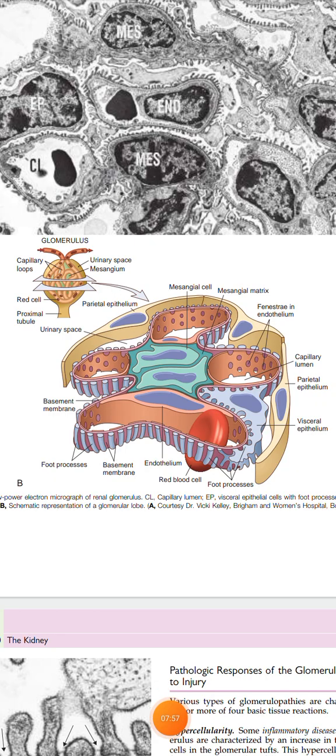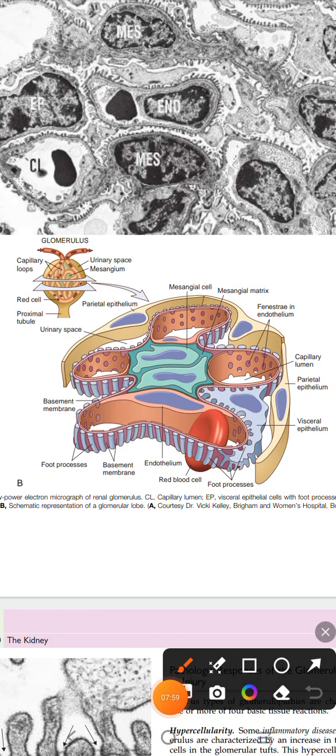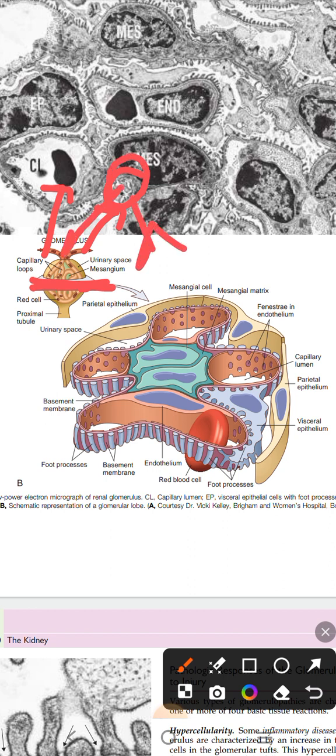So this is the picture from your Medium Robbins, and it is also given in your Big Robbins. You can see that this is our normal glomerulus, with the efferent arteriole, and we are taking its cut section, like you're cutting this glomerulus from here. Now you're standing this glomerulus upright and watching from here, so somewhat the glomerulus will look like this. Here you can see easily.